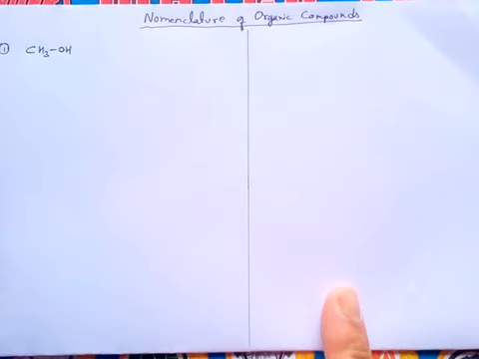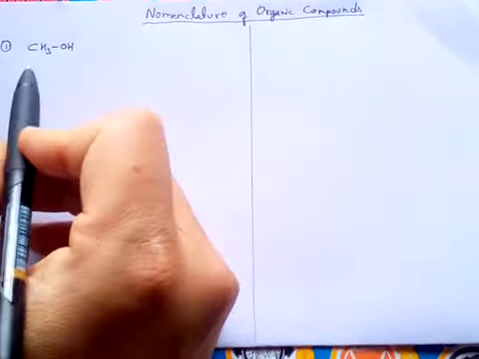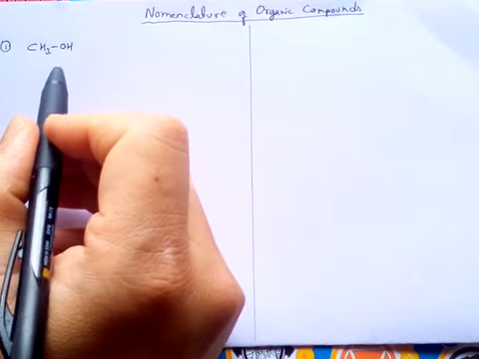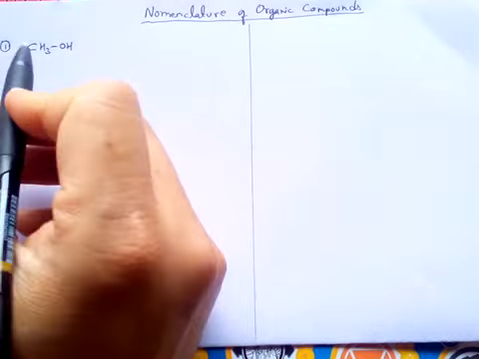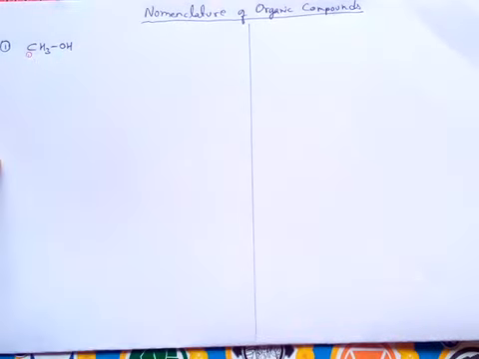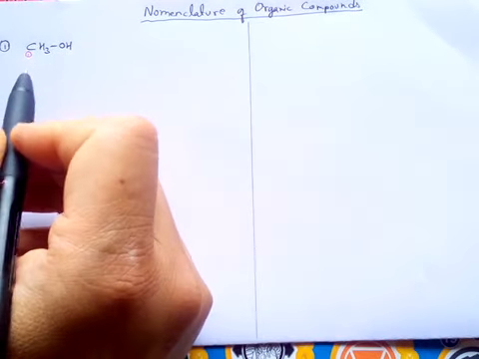Hello students, today we will continue with the nomenclature of organic compounds. So I have taken here one of the alcohol compounds. Okay, we'll name it. So first thing is you have to number the carbon, right? So this is carbon number 1, so it has only one carbon, so it's 1.